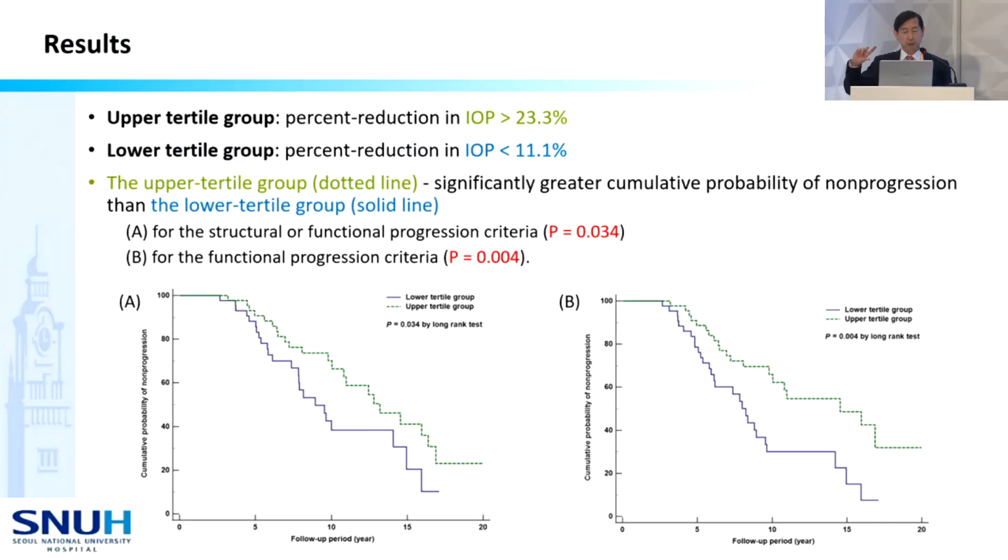So we divided the upper tertile group and lower tertile group. Upper tertile is percent IOP reduction from baseline of more than 23.3%. Lower tertile was IOP reduction of less than 11.1%. So the upper tertile, the large amount of IOP reduction group, showed significantly greater cumulative probability of non-progression compared to the lower tertile group.